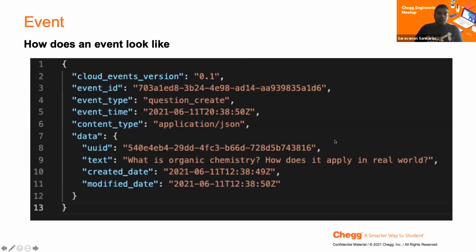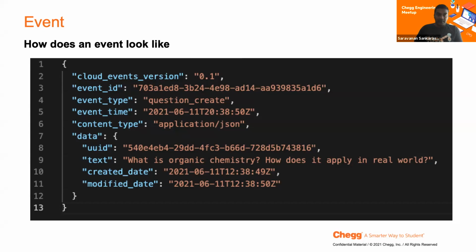Let's take a look at what an event really looks like. In this scenario, a student has posted a question, what is organic chemistry? How does it apply in the real world? This event will be stored in the source of truth system, here the question service, and they emit an event indicating this content lifecycle change.